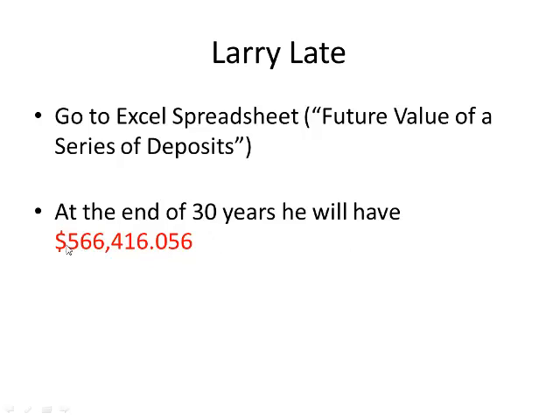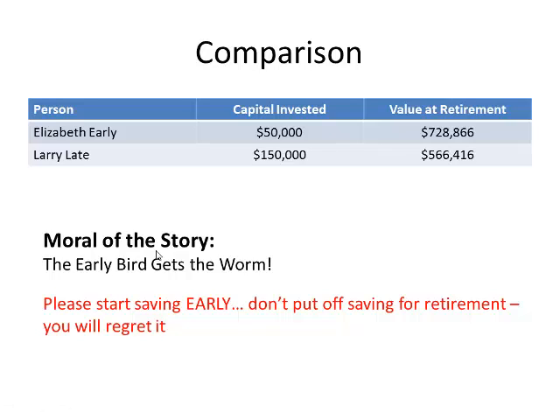Okay, and that's the value I have right here on this slide. At the end of 30 years, he's going to have $566,416. All right, so let's do a quick comparison of Elizabeth Early versus Larry Late. And for me, this is really a very, very surprising implication of the time value of money. Elizabeth Early saved only for 10 years, from 25 to 35. $5,000 a year for 10 years. She actually only invested $50,000 of capital. And for whatever reason, we don't really go into it, but we suppose she stopped saving for retirement.